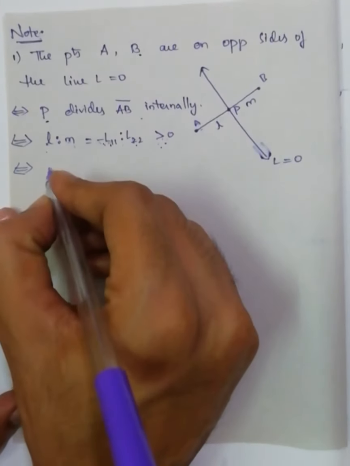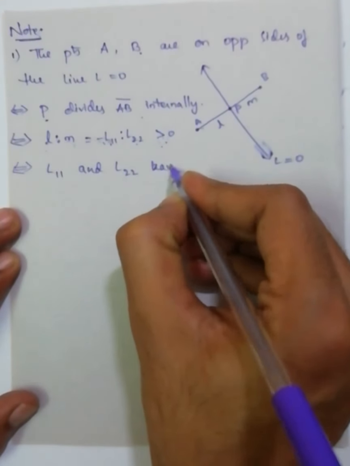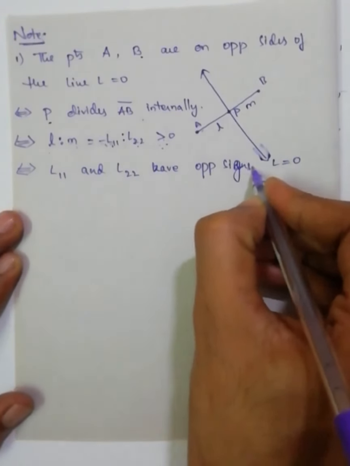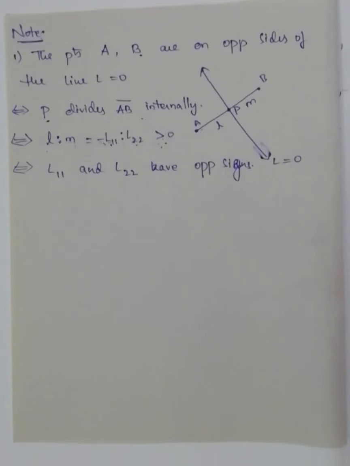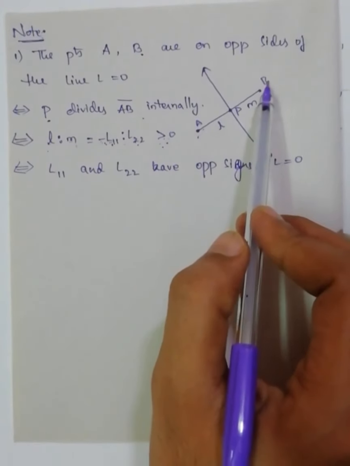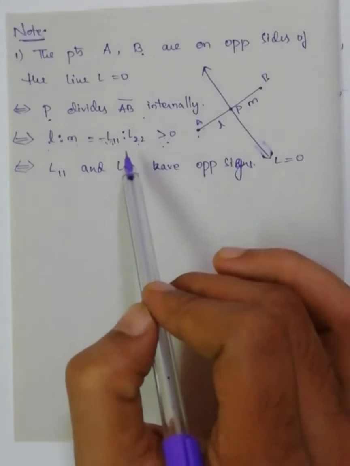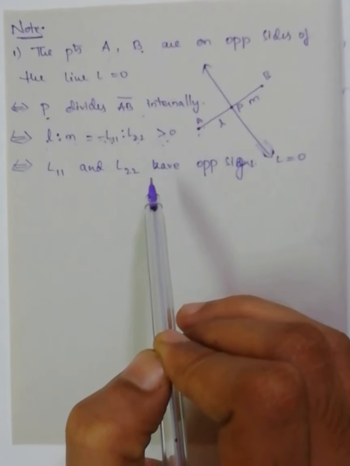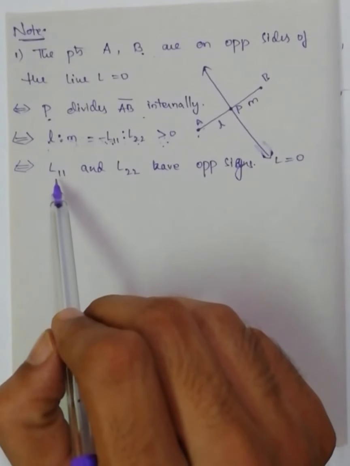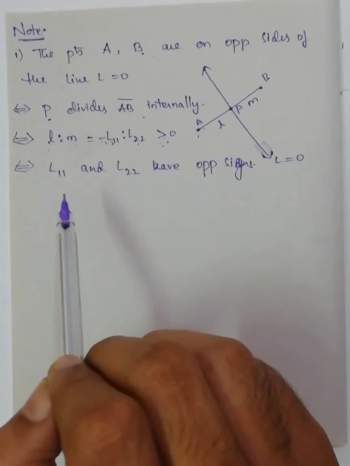So L11 and L22 have opposite signs. Means one is negative, another one is positive. So we can say that the 2 points are on opposite sides if the ratio L is to M is greater than 0, that is minus L11 is to L22 is greater than 0. And second one, if P divides AB internally. And the third one, if I am finding L11 and L22, both should be of opposite sign. One should be positive, another should be negative.